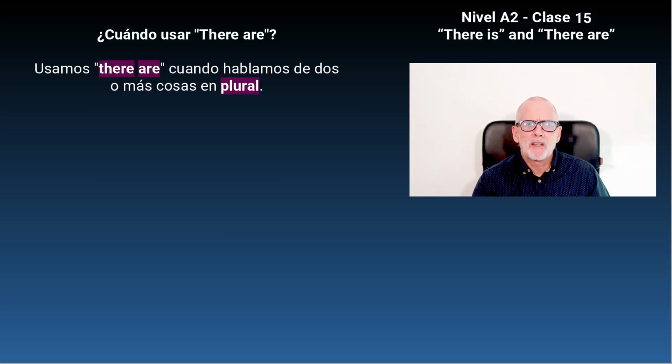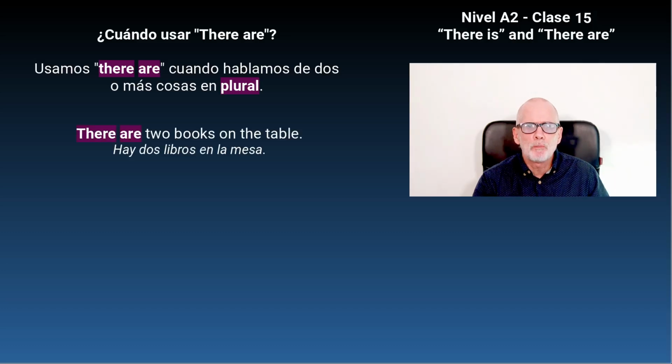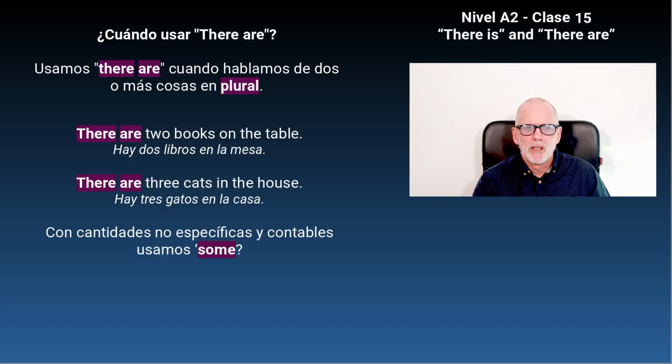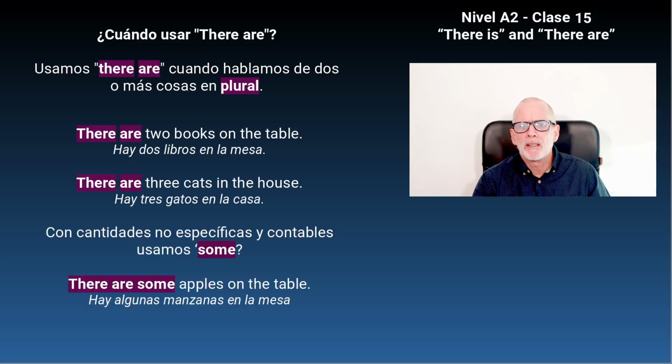Vamos a ver ahorita de are, que es que usamos con plurales o sustantivos plural debería decir. There are two books on the table. There are three cats in the house. Con cantidades no especificadas podemos agregar la palabra some y decimos there are some apples on the table.